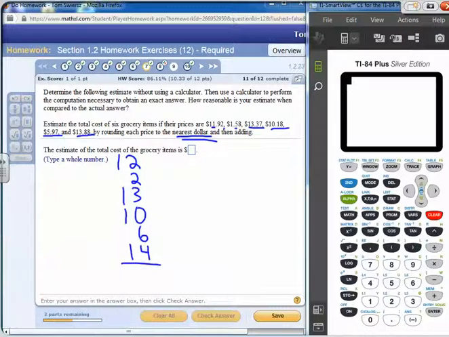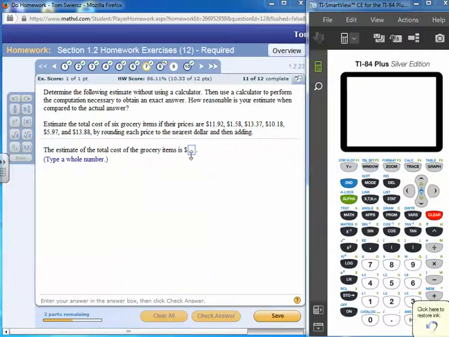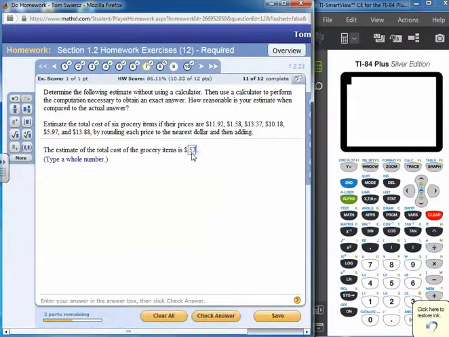So we add 10, 13, 15, 17, and 1, 2, 3, 4, 5. So $57 would be our estimate. Quickly did that by rounding to the nearest dollar. All right, that's the whole idea, to be able to quickly get the answer, $57.